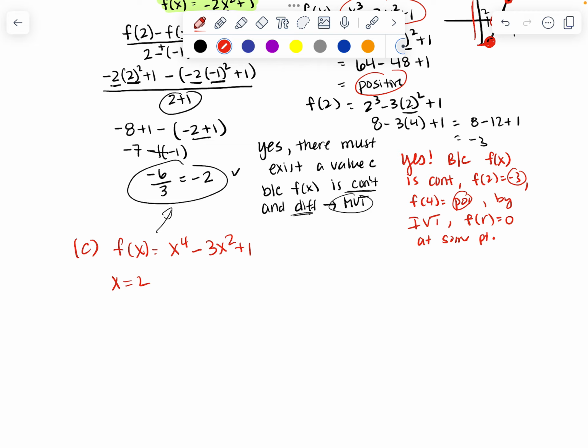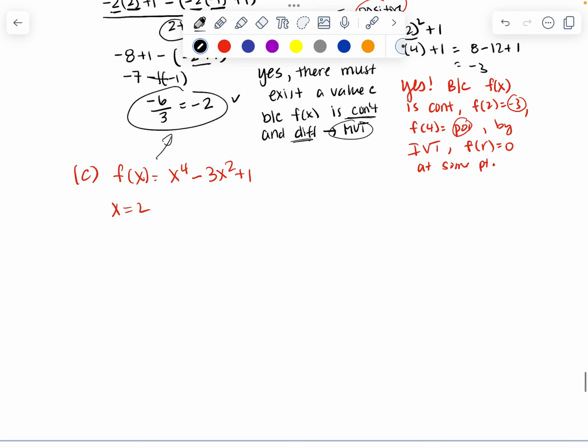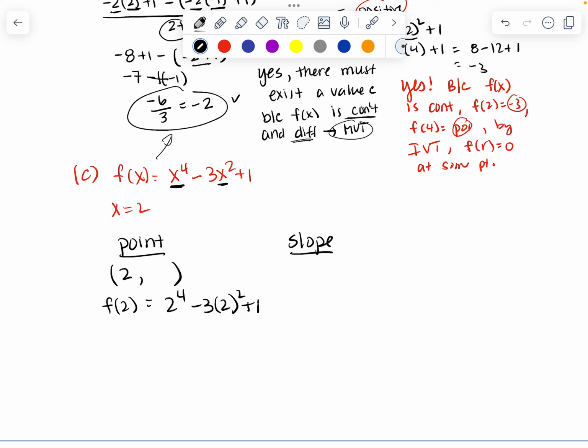Okay, so if we're doing a tangent line, remember we want two things. We want a point and we want a slope. So the point that I have is x equals 2. I need to find the y value, which means I need to find f of 2. So that's going to be 2 to the 4th minus 3 times 2 squared plus 1, just replacing all of these x's with a 2. So it's going to be 16 minus 3 times 2 squared, which is 4, plus 1. So this is 16 minus 12 plus 1. So that's 4 plus 1, which is 3. So my point is 2, 3.